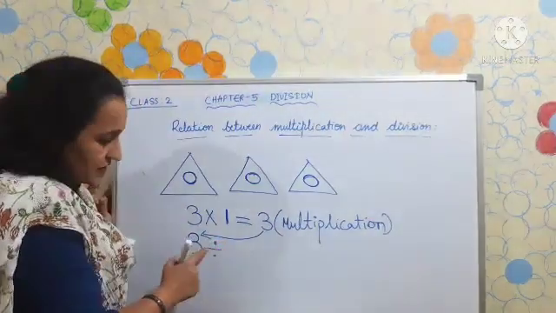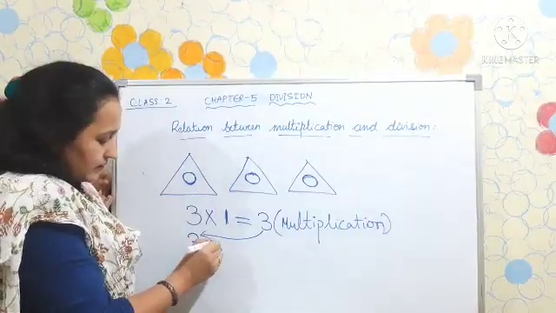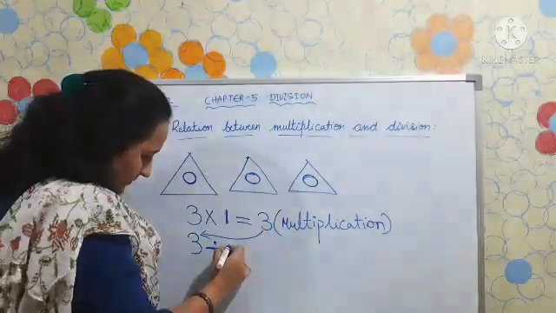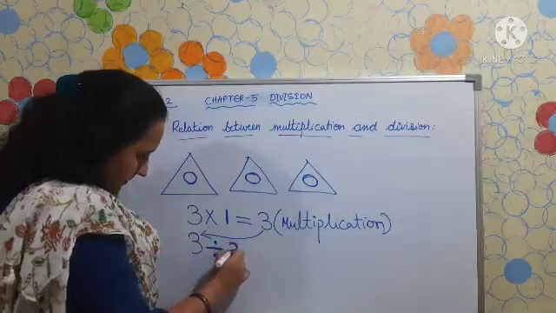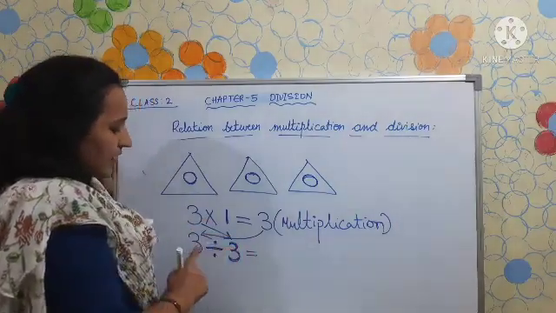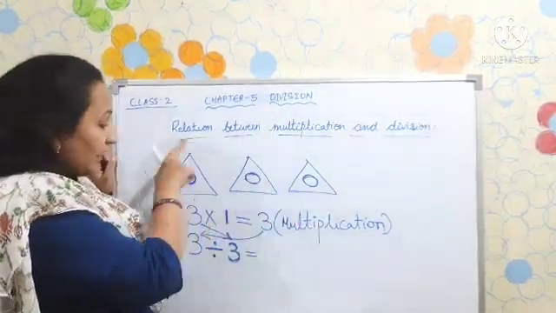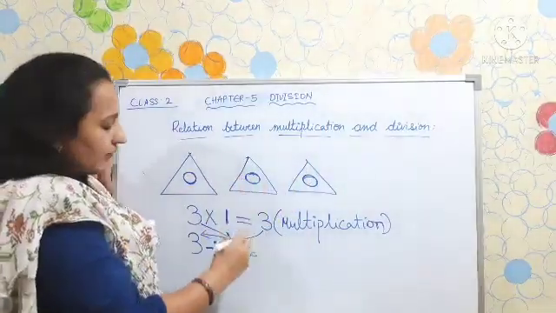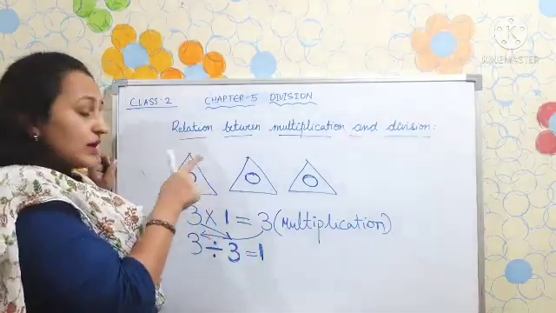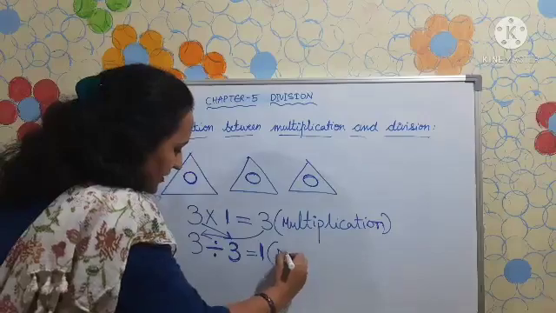Divided by, we are doing division, so I am giving this symbol. By, how many triangles are there? 1, 2, 3. This 3 is done here. 3 divided by 3. 3 circles divided by 3 triangles. What do we get? We get 1. That means there is only one circle in one triangle. We call this as division.